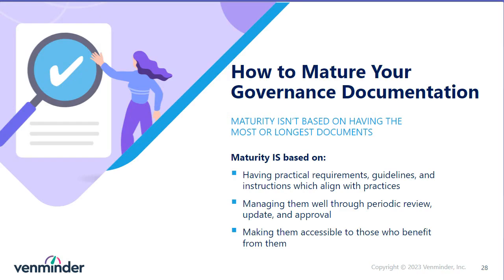So now we're going to talk about how to mature your governance documents. And this is when they're all ready to go. Once we get them done, hey, guess what? We need to think about constant improvement. But what makes your document mature? Well, it's not how long it is, it's not how long it's been around, but mature documents always have three things in common. They have practical requirements, guidelines, and instructions which align with all the practices, that they are managed, right? They're periodic review, updates, and approvals, and that they're available and accessible to all those who benefit from them.